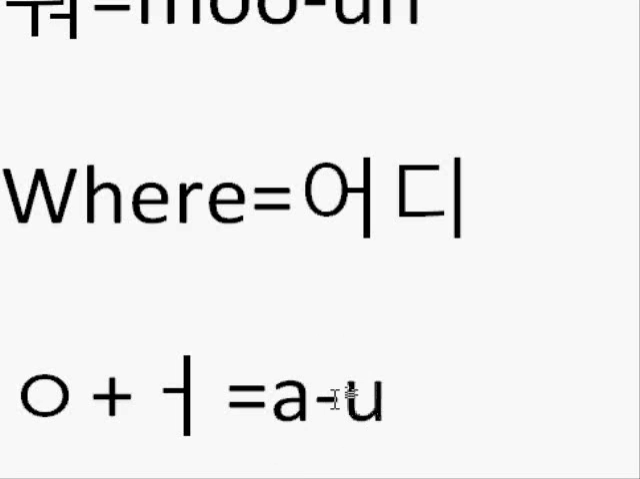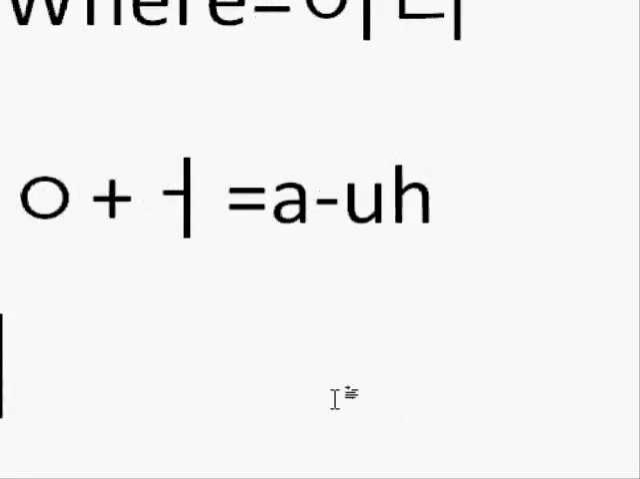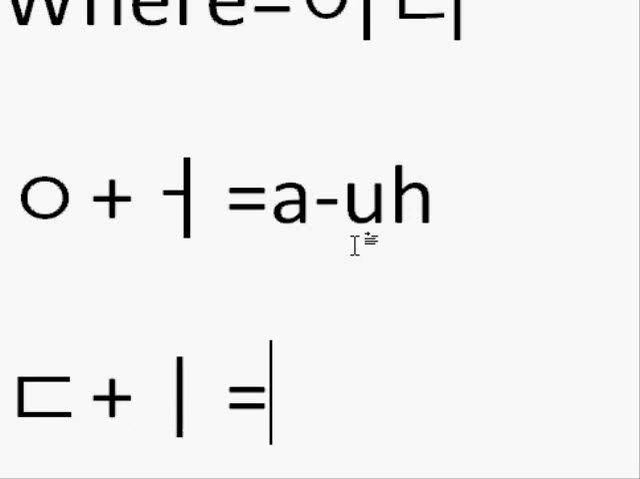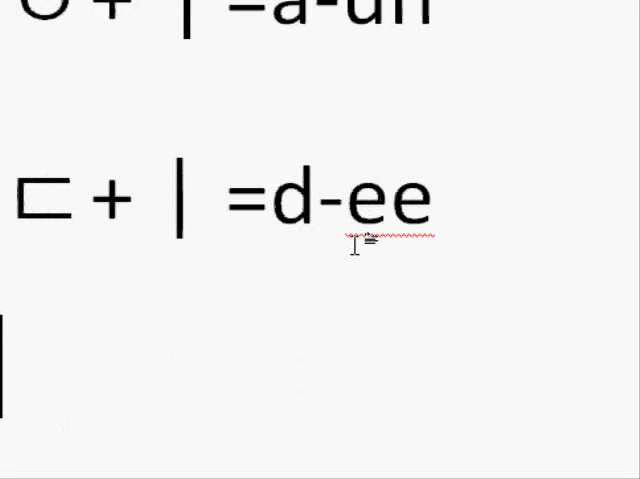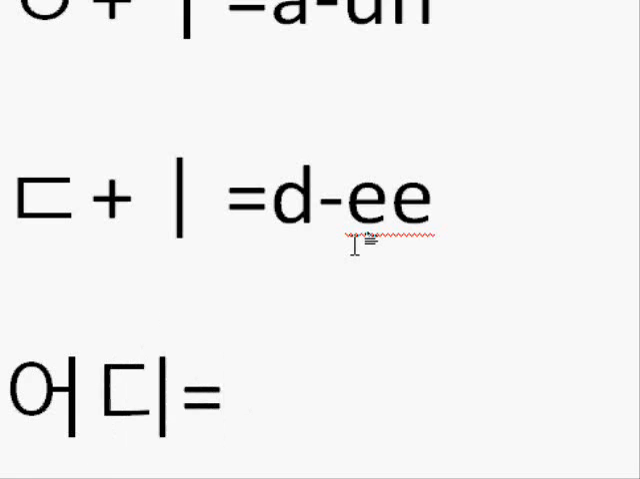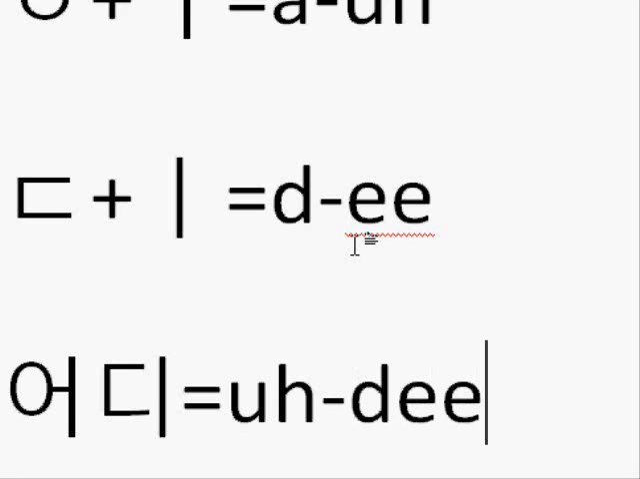So o, this plus that. The first consonant is the D sound, and the next one is E. So 어디 sounds like 어디, where. 어디, 어디, that means where.